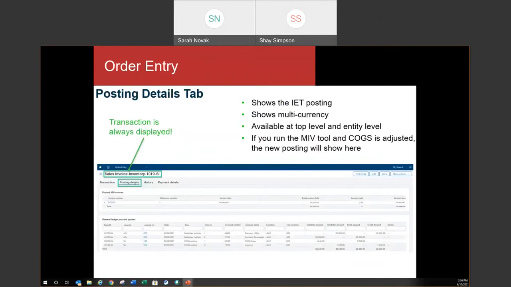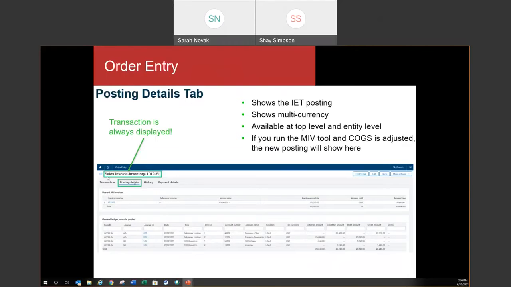All right, now looking at order entry. Same type of functionality we saw in cash management. We have this posting details. Now if we go into an order entry transaction, two things you're going to see. You're going to see the posting details tab. Again, it's going to give us the impact on the general ledger and what that entry is going to look like. Another good function here is that now it always displays our transaction.